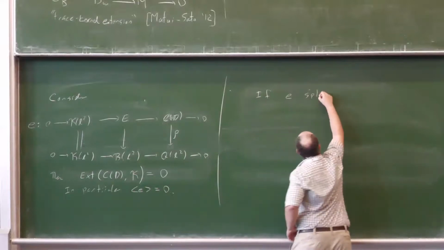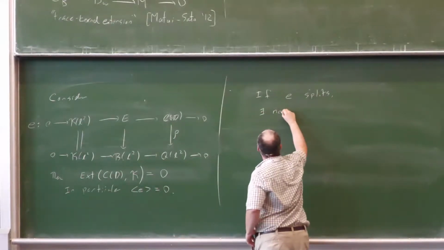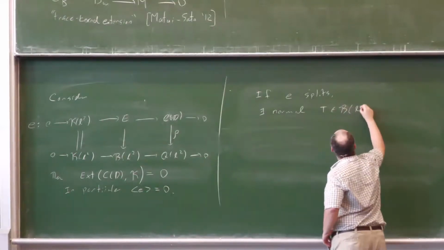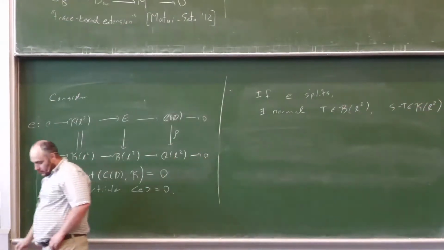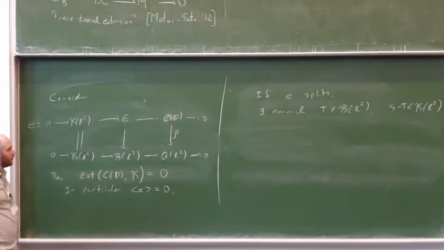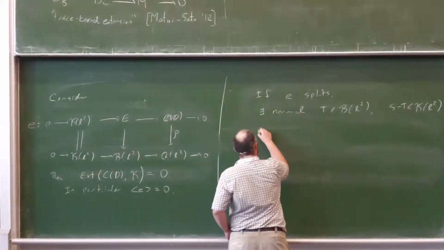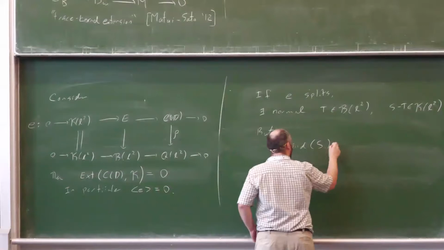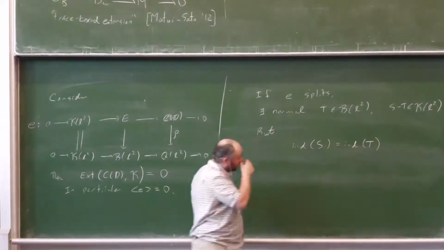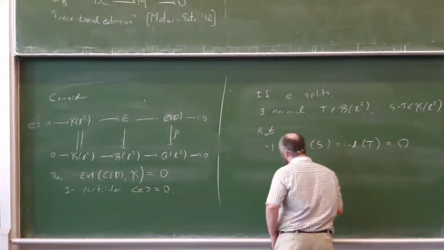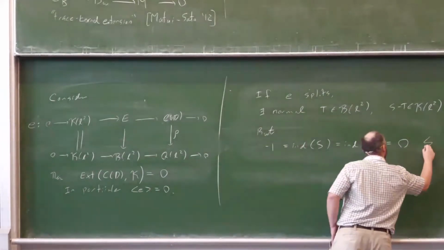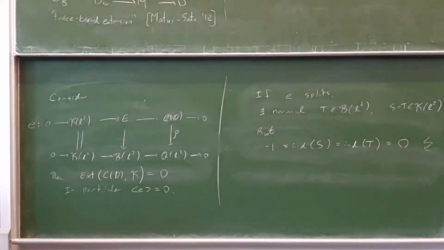So if E splits, there exists a normal T in B of L2 with S minus T compact. But S and T are both Fredholm now. The index of S has to be the index of T, since the index is invariant under compact perturbation. S, the shift, has index -1, but since T is normal, it has index 0. No splitting exists despite this X obstruction.